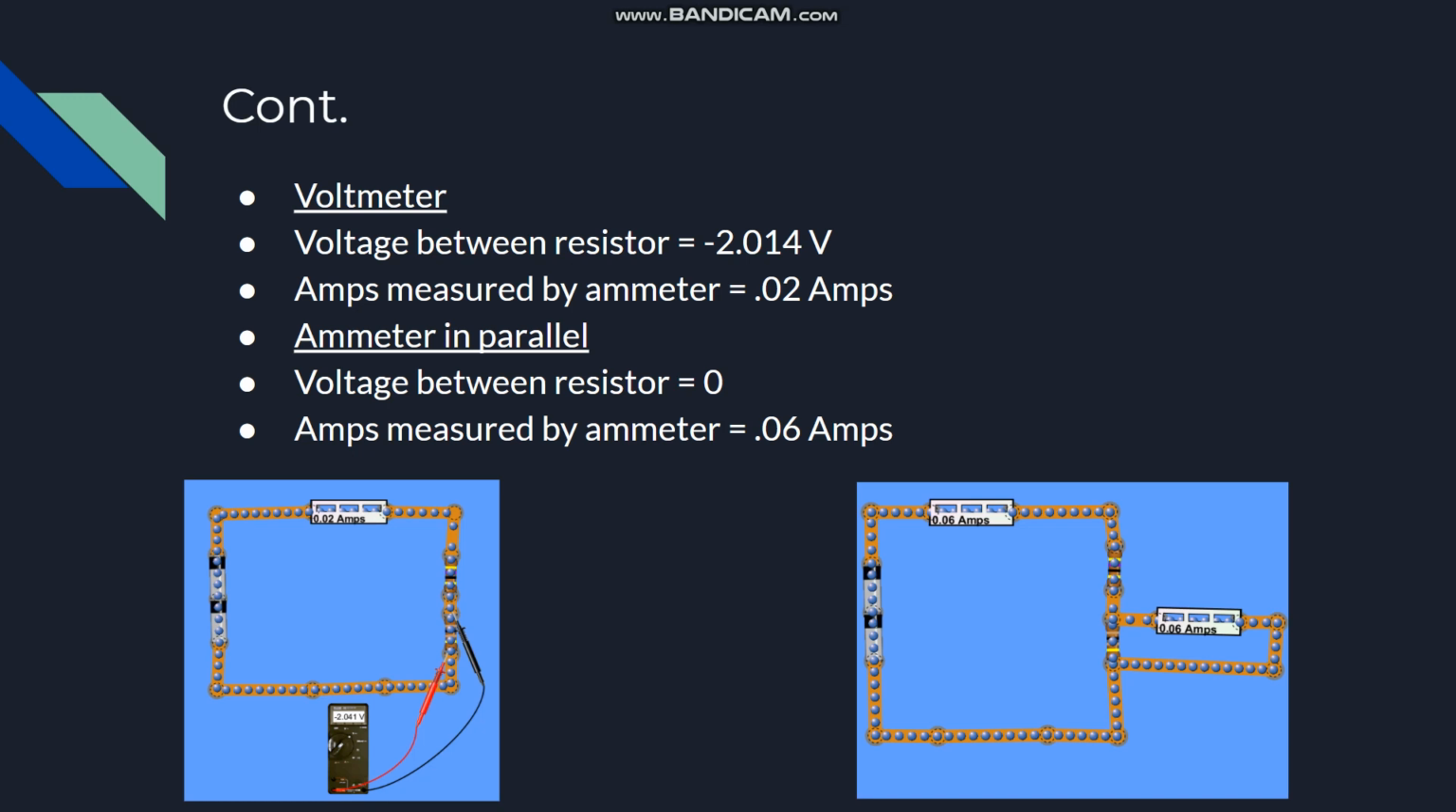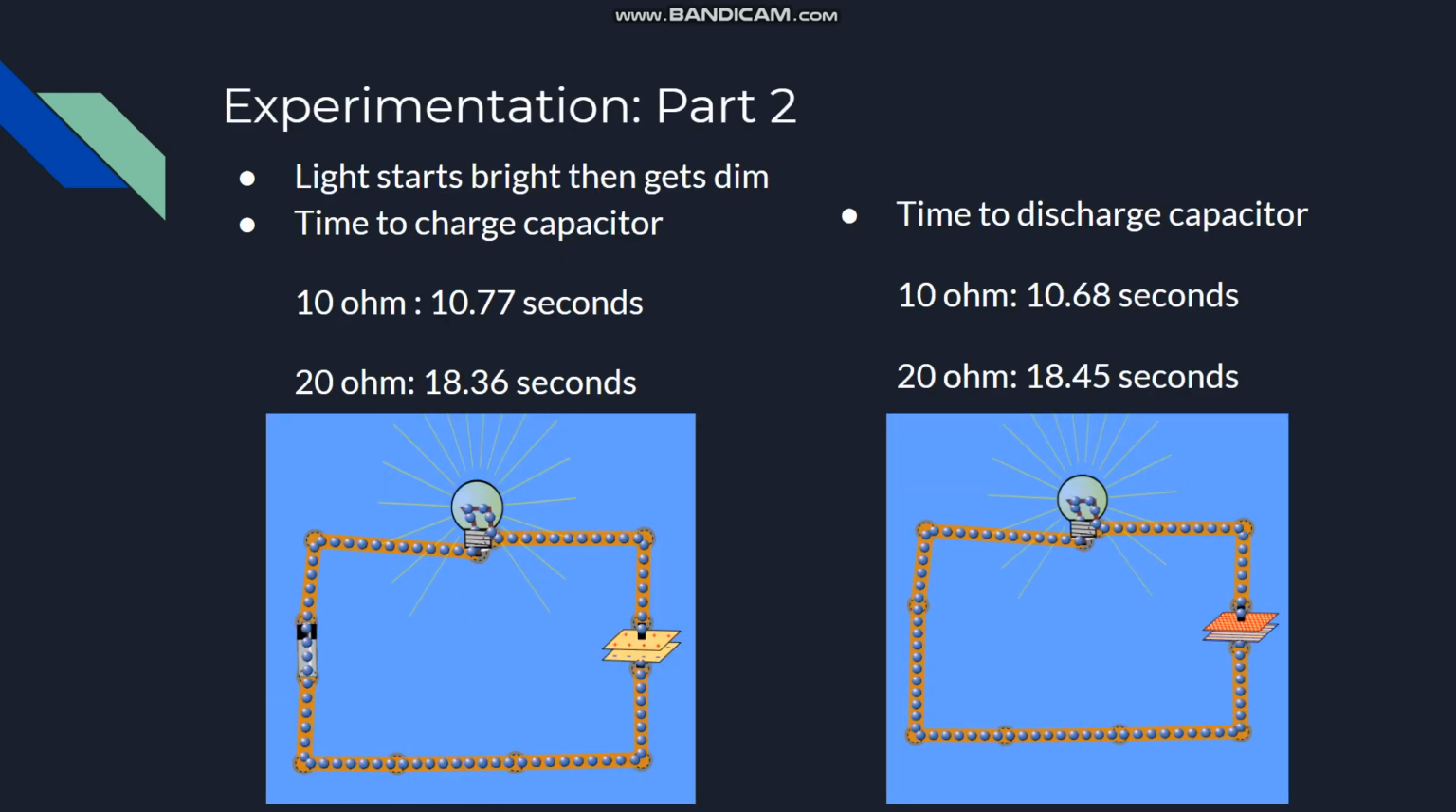The final thing we did in the non-capacitor section was measure the voltage across a resistor with a voltmeter, and then compare this to an ammeter in parallel. Both of these are in parallel, but the difference is that the voltmeter has infinite resistance, whereas this wire and ammeter have 0 resistance. So this means that all of the current is going to flow through the ammeter and none of it is going to flow through the voltmeter. So the voltmeter has no impact on the current of the circuit, but the ammeter completely changes the way the current flows.